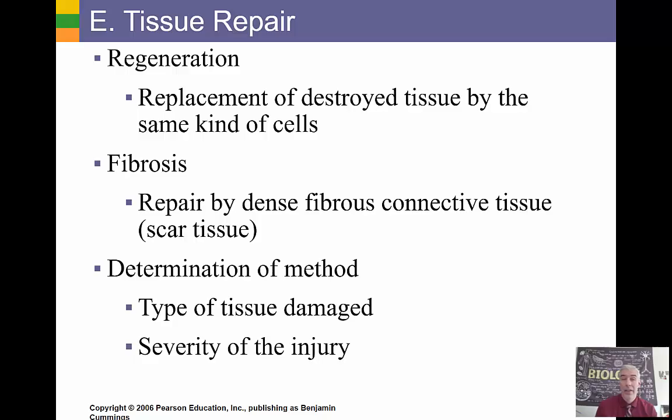Fibrosis is when that initially happens, and hopefully some of that gets remodeled and goes away and you get regeneration, but fibrosis is the creation of scars. Some tissues will only be replaced with scar tissue. The determination of the method really depends on which tissue type is damaged and also how severe the injury is. Some tissues will regenerate really well, but can still form scar tissue if it's a serious enough injury. Think of your skin, for example. Other places like your heart will never replace that tissue type with normal tissue. It'll always be scar tissue.